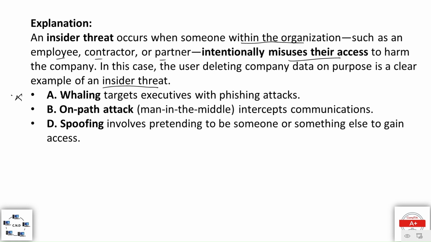The incorrect options: option A, whaling targets executives with phishing attacks. And B, on-path attack, that is man-in-the-middle attack, basically intercepts communication on the network. Option D, spoofing involves pretending to be someone or something else to gain access. So any user that has access to company resources and maliciously deletes or corrupts these resources is known as an insider threat.